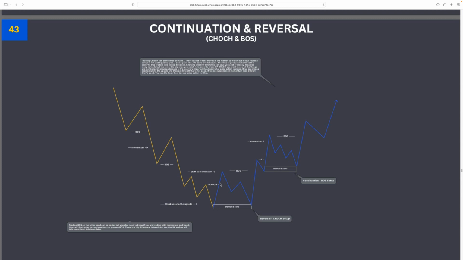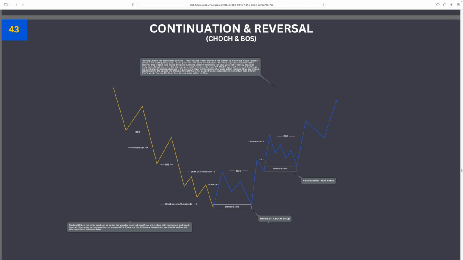When you have this first change of character, this is called a reversal setup. And then every next continuation that you have, impulse, correction, impulse, this is called continuation or break of structure. Okay, so there are two types of entries, reversals and continuations.